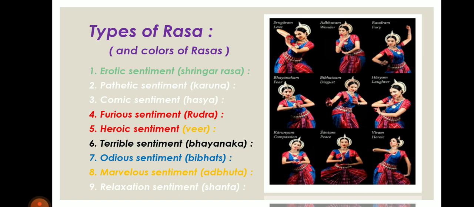Next one is marvelous sentiment, which is called Adbhut rasa. The permanent emotion, or sthayi bhav, of Adbhut rasa is wonder. It represents wonder, mystery, and curiosity. For example, the character of Sri Ram and miracles also. Yellow indicates marvelous sentiment. And last one is relaxation sentiment, which is called Shanta rasa.